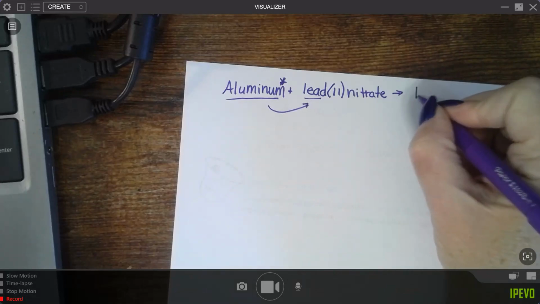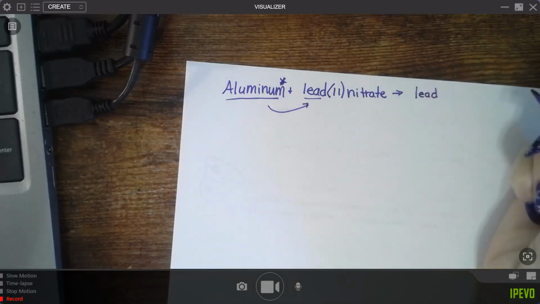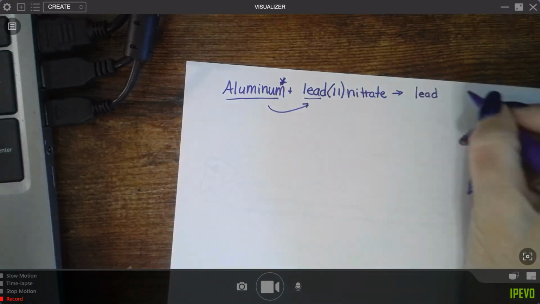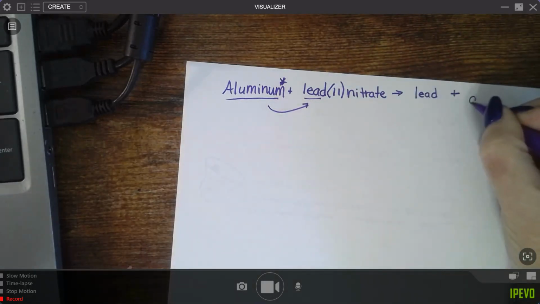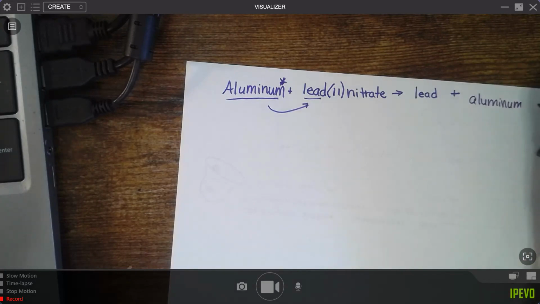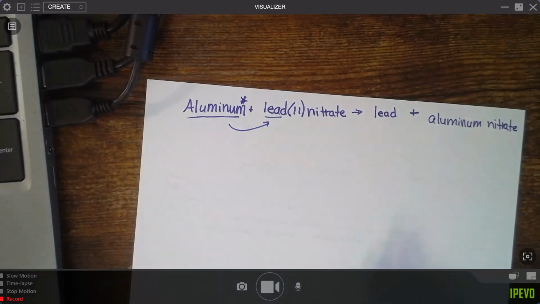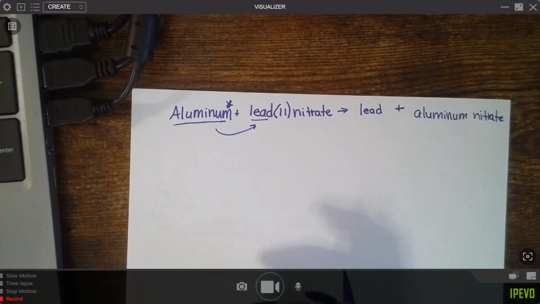So now we don't really need to know the charge of lead because it's just an element. And then aluminum is going to take lead's place. So we're going to get aluminum nitrate. Okay, so now we just need to write the chemical equation.